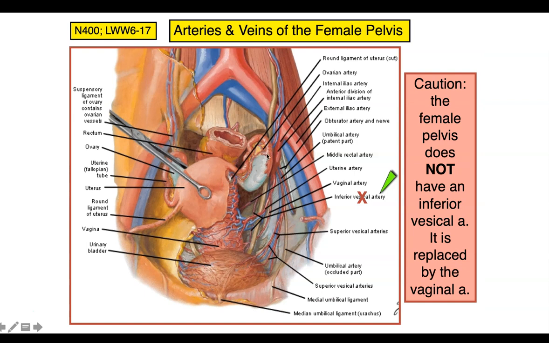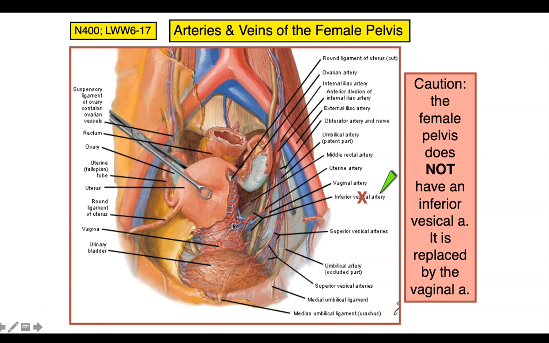So here you can see the uterine artery, a branch of the internal iliac artery. The uterine artery is a named branch in the female pelvis. The female pelvis doesn't have any inferior vesical artery. The male pelvis has the inferior vesical artery, which supplies the prostate and seminal vesicle, and the female pelvis instead doesn't have it. It is replaced by the uterine artery and vaginal artery.